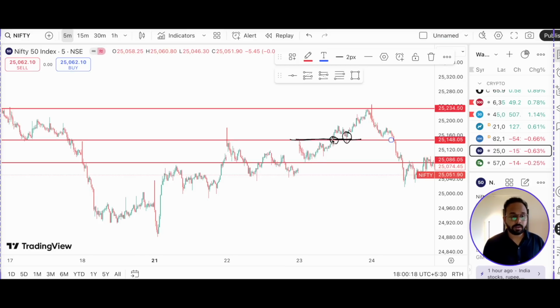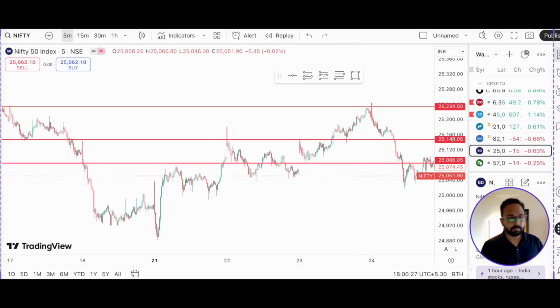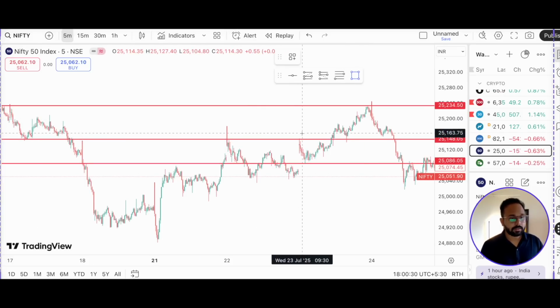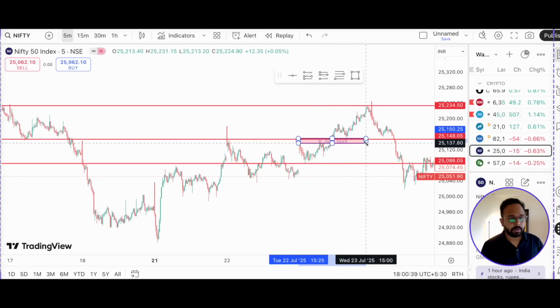So one day prior, this data we have to mark. Usually it will not be a line, it will be a range. For example, what you can do, you can take this cursor here and mark the zone from here to here.